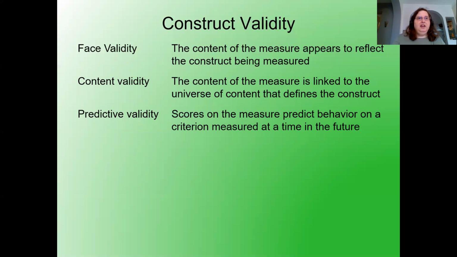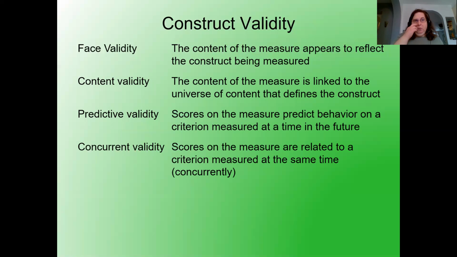Okay. Next, when we talk about concurrent validity, we are talking about scores on the measure that are related to a criterion measured at the same time.